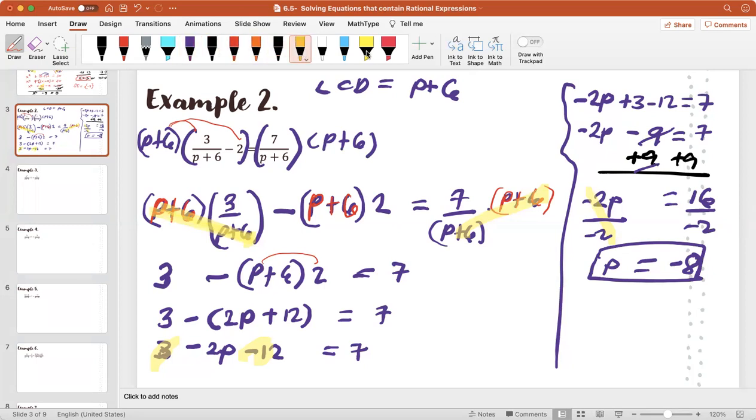This p plus 6 here. If your p is negative 8, what happens? Negative 8 plus 6. What is negative 8 plus 6? Negative 2 is not 0. So is it a solution? If it's not 0, it is a solution. Therefore, our solution set here is the set with only one element, negative 8. So negative 8 is a solution. And there's only one solution to this equation, and that's just negative 8.